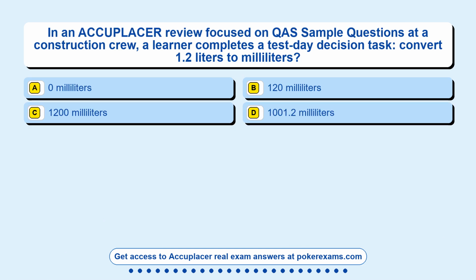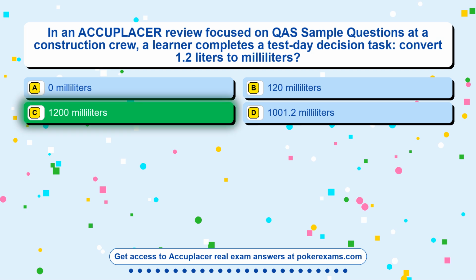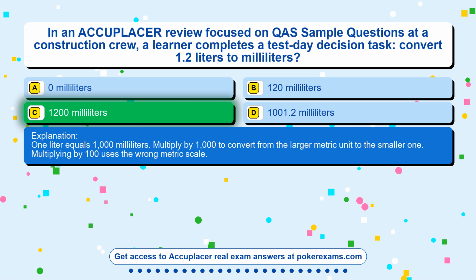Question 25. In an ACCUPLACER review focused on QAS sample questions at a construction crew, a learner completes a test-day decision task. Convert 1.2 liters to milliliters. Option A, 0 milliliters. Option B, 120 milliliters. Option C, 1,200 milliliters. Option D, 1,001.2 milliliters. The correct answer is option C, 1,200 milliliters. 1 liter equals 1,000 milliliters.